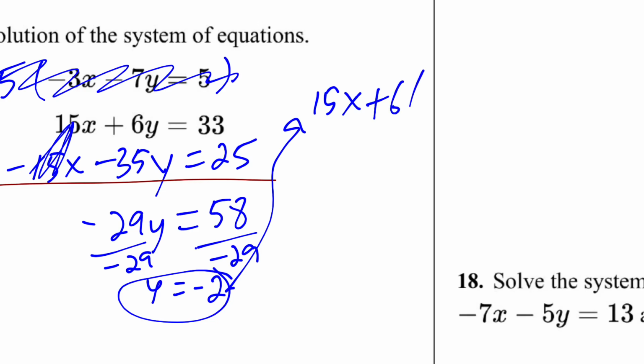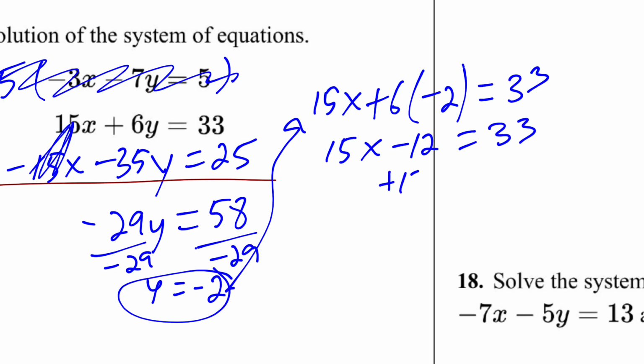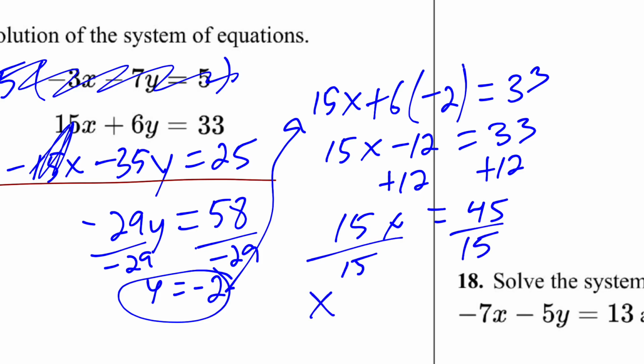15x plus 6 times negative 2 is equal to 33. That's 15x minus 12 is equal to 33. I'll add 12 to both sides. 15x is equal to 45. Divide by 15. X is equal to 3.